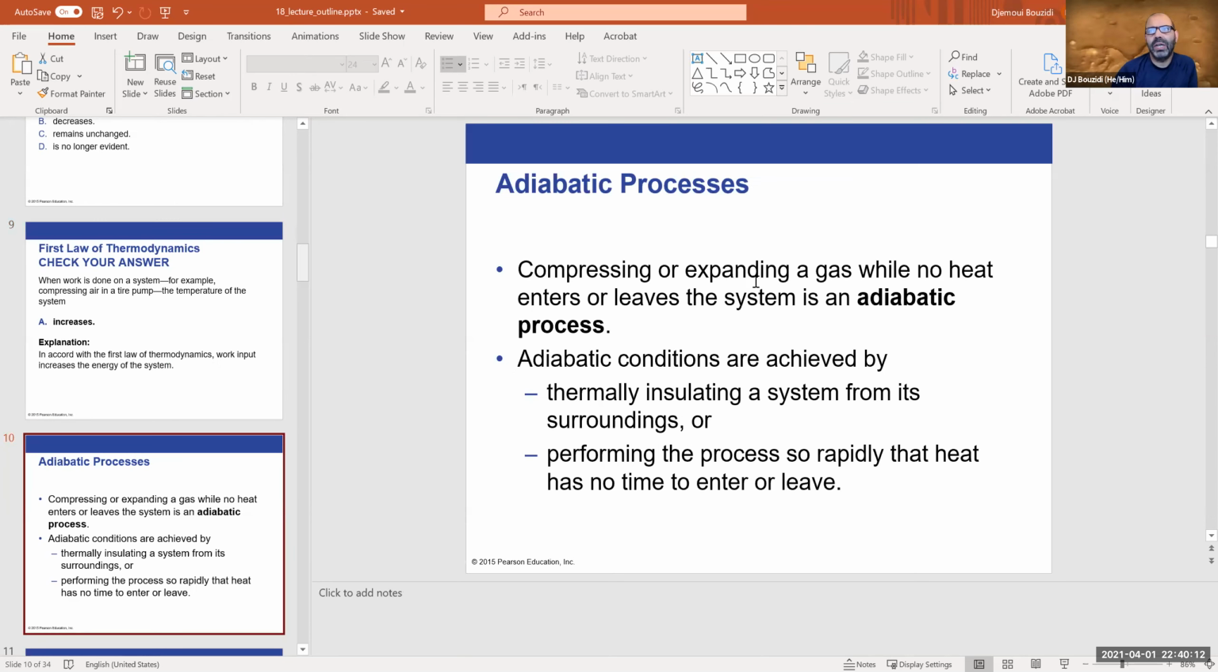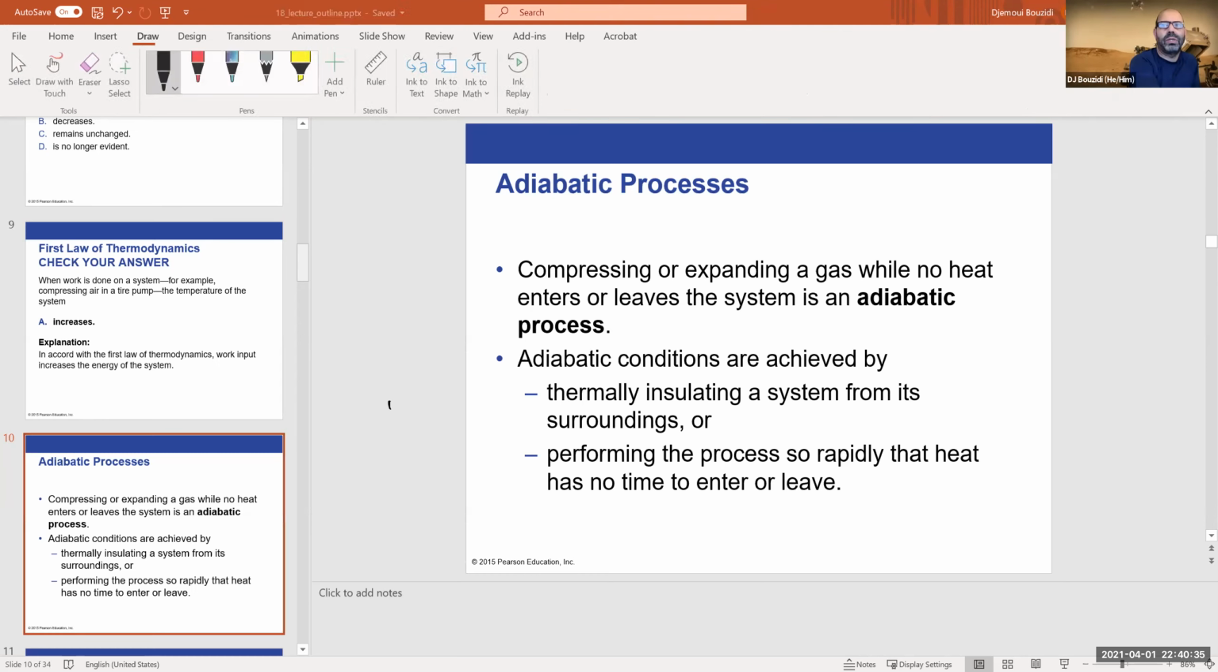In adiabatic compression or expansion of a gas, no heat enters or leaves the system. Basically, it's completely hermetically sealed so that there is no exchange of heat. In this case, this process is called an adiabatic process. Sometimes, and this is for your own reading purposes, you will find that this process is called an isentropic process. That means the entropy does not change, it is constant.